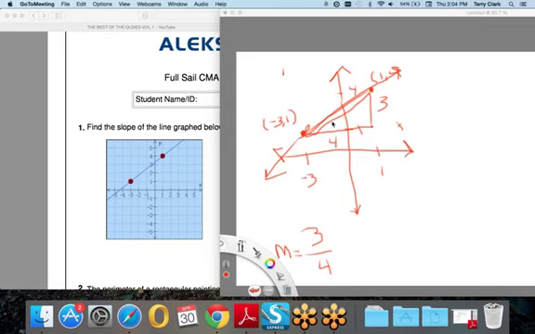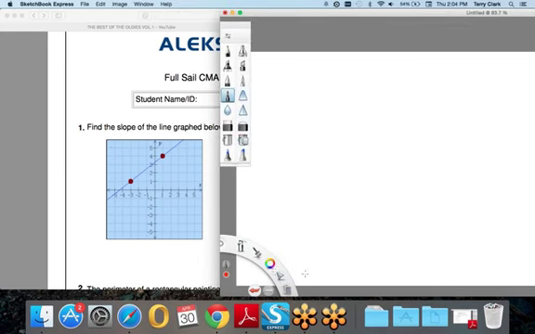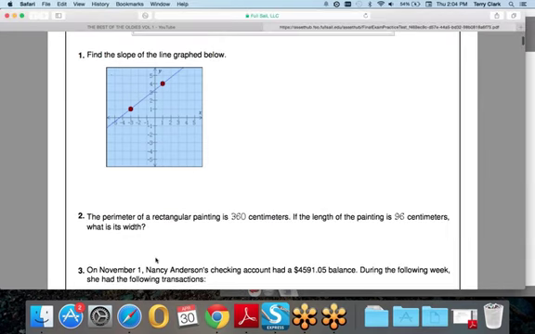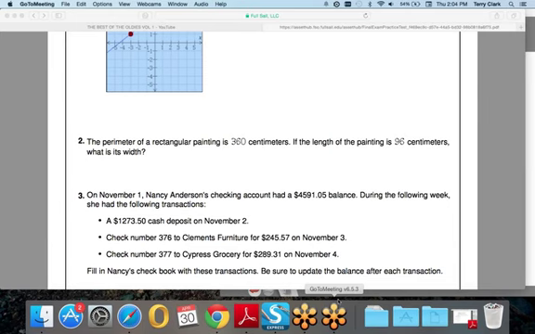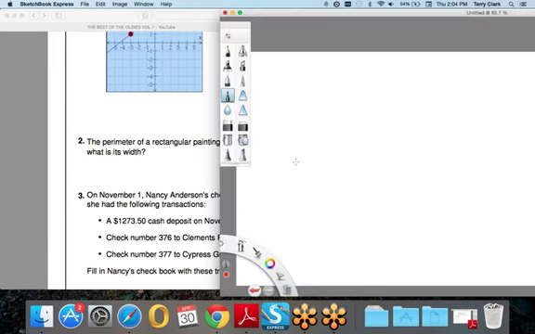All right, so that's question number 1. We'll clear the screen for that one, and then we're going to move to question number 2. Question number 2 says the perimeter of a rectangular painting is 360 centimeters. If the length of the painting is 96 centimeters, what is the width? That's a formula we have to use.